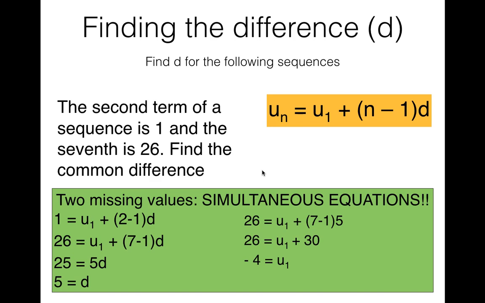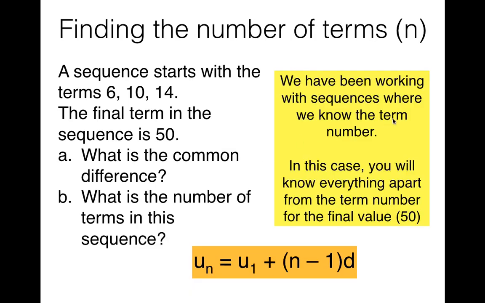Okay, moving on. So this is the last thing that we're going to use this equation for here. You can be asked how many terms are in your sequence. So here we have a sequence that starts with the terms 6, 10, 14. The final term in the sequence is 50. What is the common difference? First of all, that's going to be nice and simple to work out. And what is the number of terms? So pause here and see if you can work these two things out.